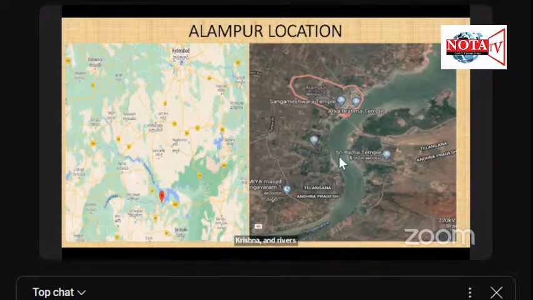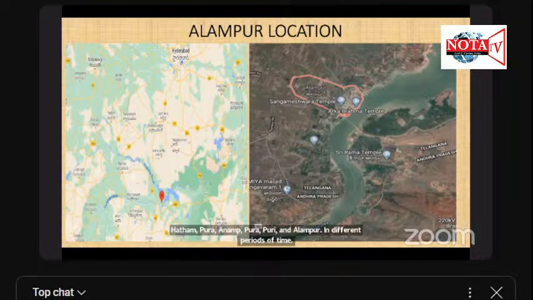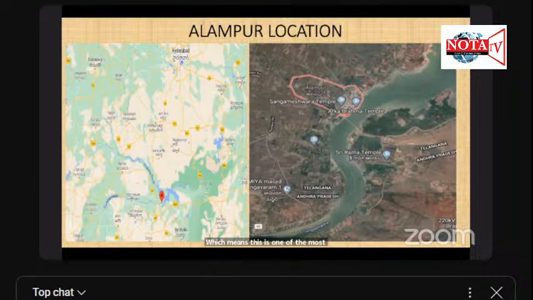In inscriptional sources, Alampur is mentioned as Alampura, Halampura, Hamalampura, Hatampura, Annampura, Alampuri, and Alampuru in different periods of time, which means this is one of the most ancient places and is very sacred in the Telangana region. In the Puranas also, Alampur was referred to as Dakshina Kasi.